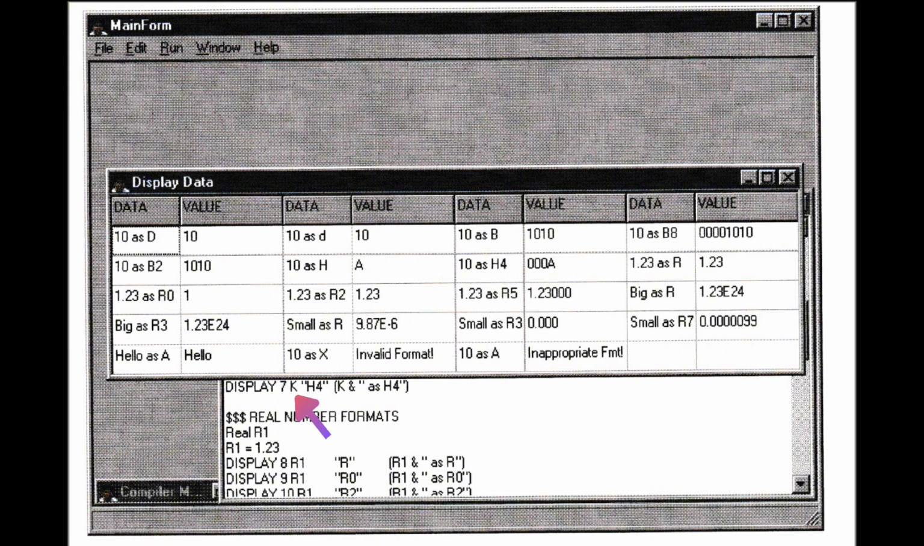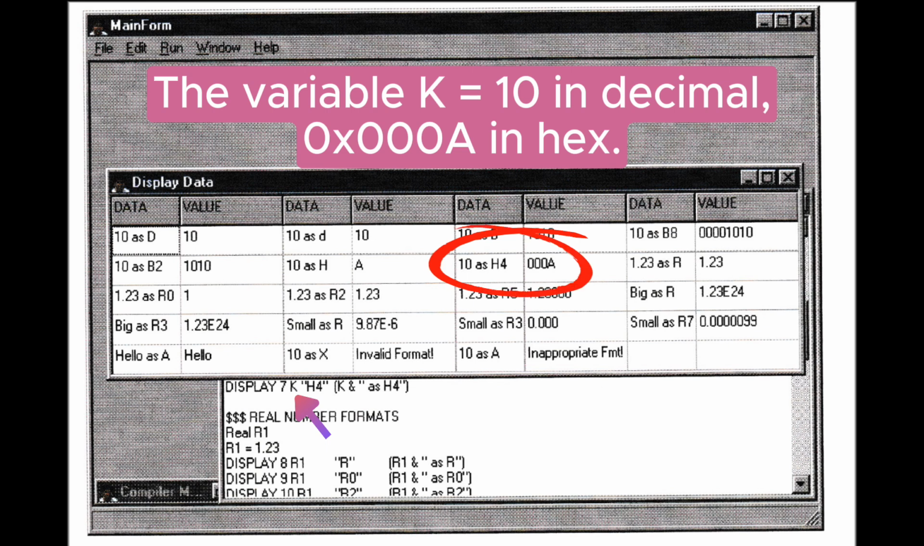Yes, OK. K is the value that we're trying to print out, which is apparently 10 in decimal and A in hexadecimal. And then the format is H4, so 4-digit hexadecimal. And both of those fields do the value. And then there's also the name of the field, or for some reason it says data.